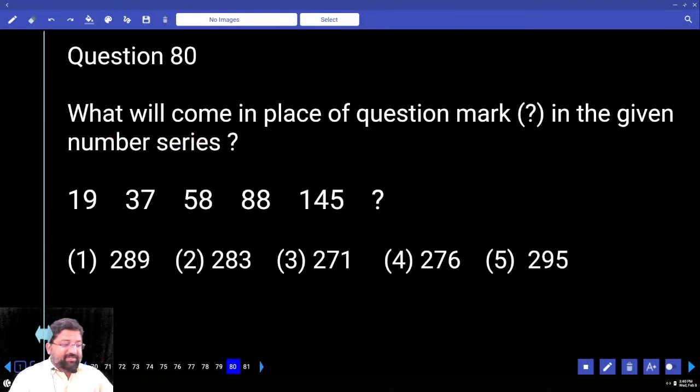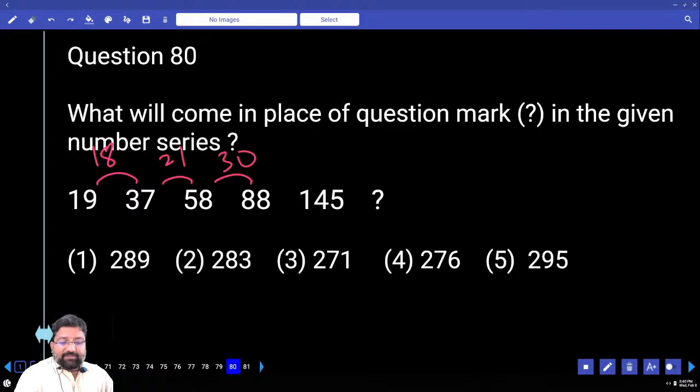Last question of the day. Increasing or decreasing? Huge increase or gradual increase? Gradual. How much is this? 18. And what about this? 20. And this is 30. And this here is 57. Definitely 57. What should be my next number?